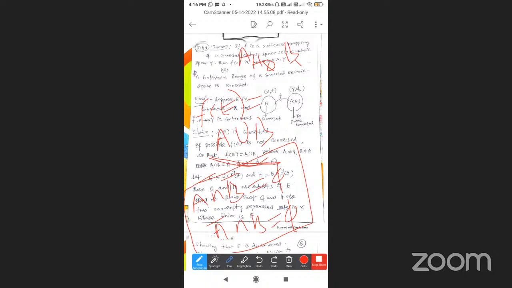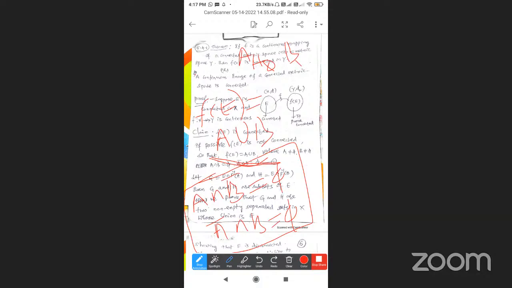Whereas f(E) connected means f(E) cannot be written as a union of two separated sets. What is a separated set? A ∩ B̄ is equal to empty and Ā ∩ B is equal to empty, where A and B are two non-empty sets.